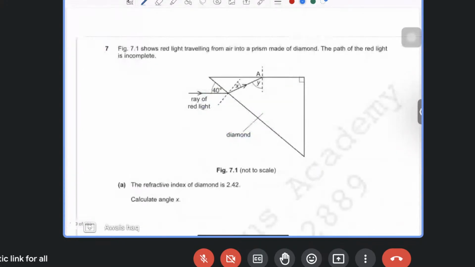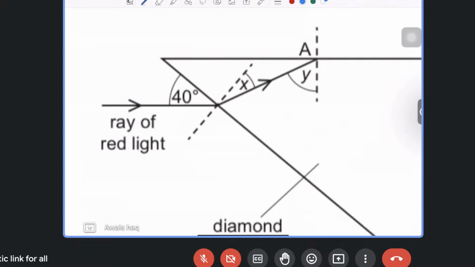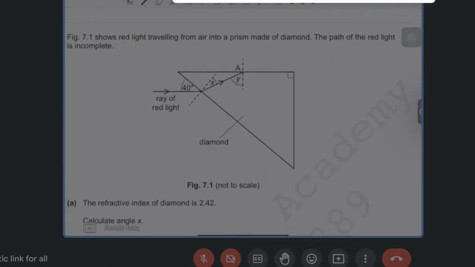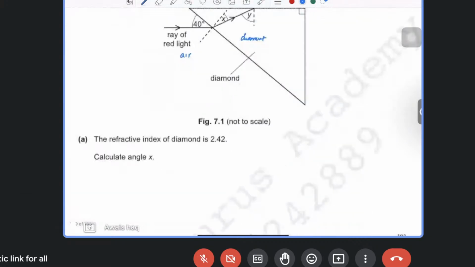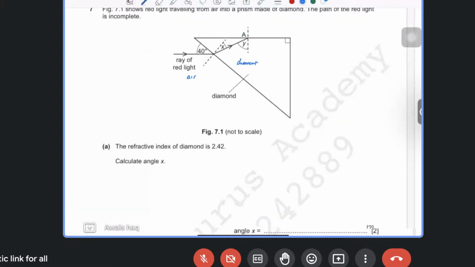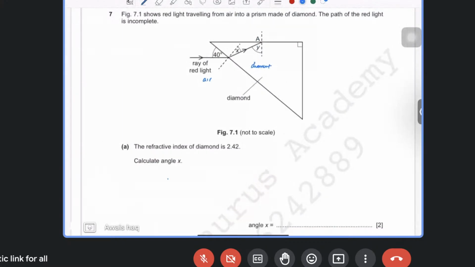In this question, it says that the refractive index of diamond is 2.42, and we have to calculate this angle. Right now, we should understand that it is going from basically air to diamond, right? So when it goes from less dense to more dense, you have to use which formula? Who can tell me with respect to angle? N equals sine I over sine r. Very good. So we got 2.42.